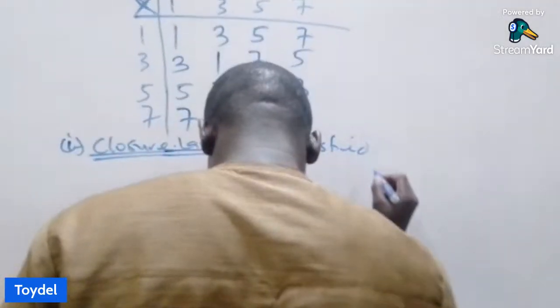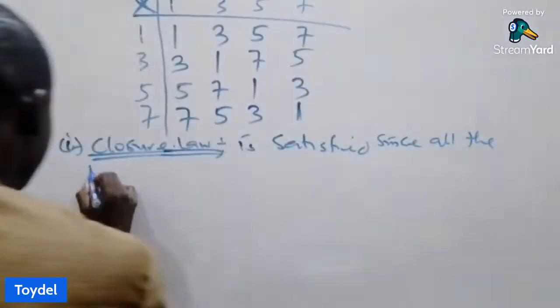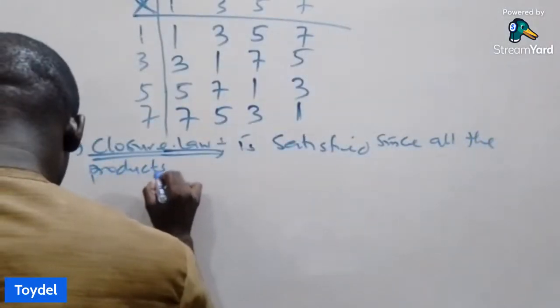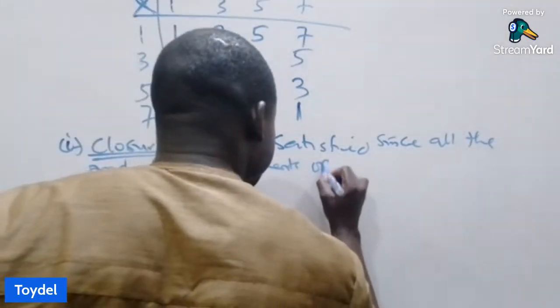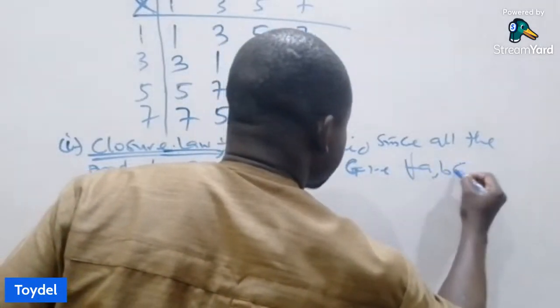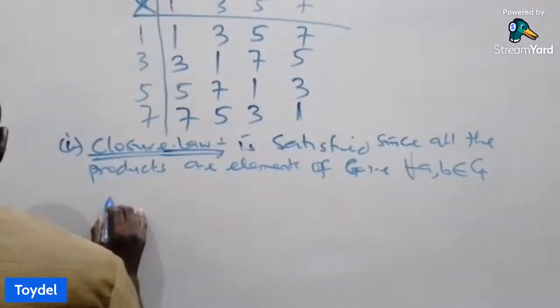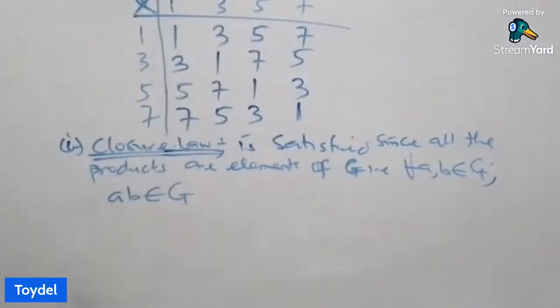Closure property is satisfied since all the products are elements of G. That is, for all A, B that belongs to G, we can have AB that belongs to G. That's what you have done. If you multiply, irrespective of the element you pick, at the end of the day, you still find the element there. That's what we are trying to say. So the closure law or the closure property is satisfied.